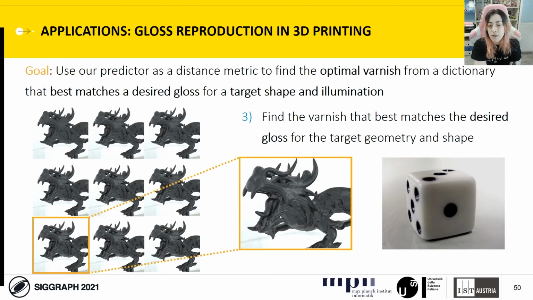Here's another example. In this case, the dice looks less glossy than the plastic toys before. Therefore, the selected varnish also looks less glossy to match the target appearance.